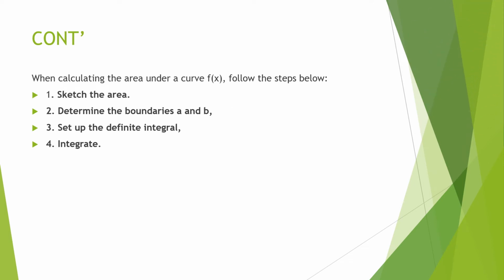When you are finding the area under a curve, before you look for that area, you have to follow the steps below. You have to show the region enclosed between the curves. Then you have to look for the boundaries, the limits of integration. Then you have to set up the definite integral and then you calculate it.